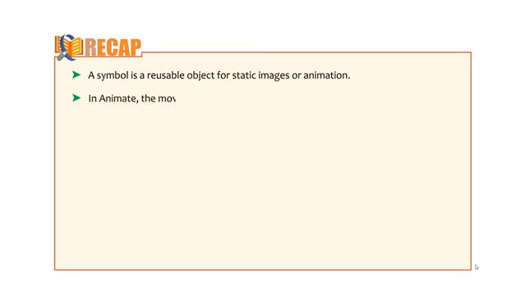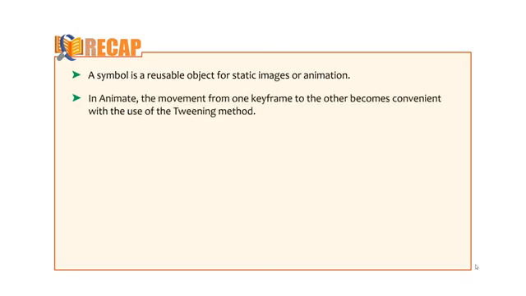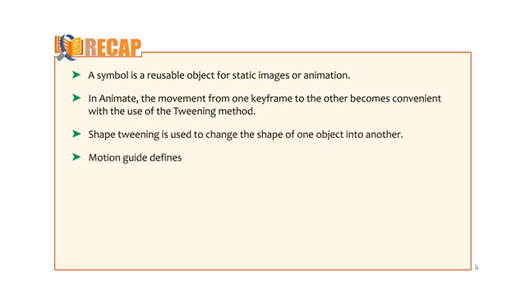Okay, students, let us take a recap of this chapter. A symbol is a reusable object for static images or animation. In Animate, the movement from one keyframe to the other becomes convenient with the use of the tweening method. Shape tweening is used to change the shape of one object into another. Motion guide defines the path for the movement of an object.